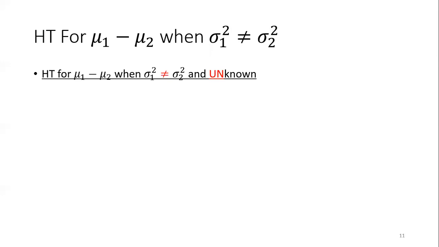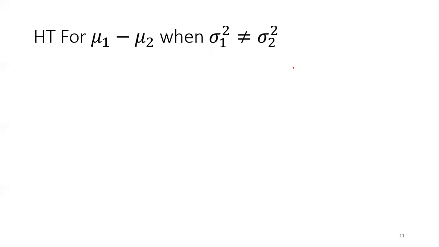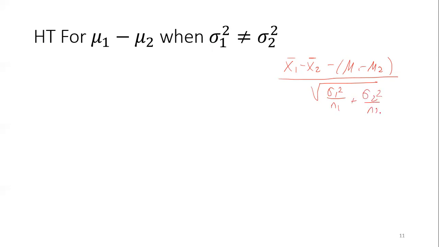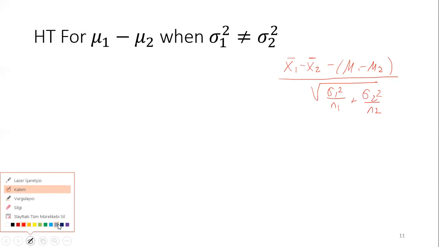So let's go back and try to remember what we have. We said that x1 bar minus x2 bar minus mu1 minus mu2, divided by the square root of sigma 1 squared divided by n1 plus sigma 2 squared divided by n2. So this was the case for the previous hypothesis testing. Now we said that we don't know the sigmas, right? So let's see what we can do.